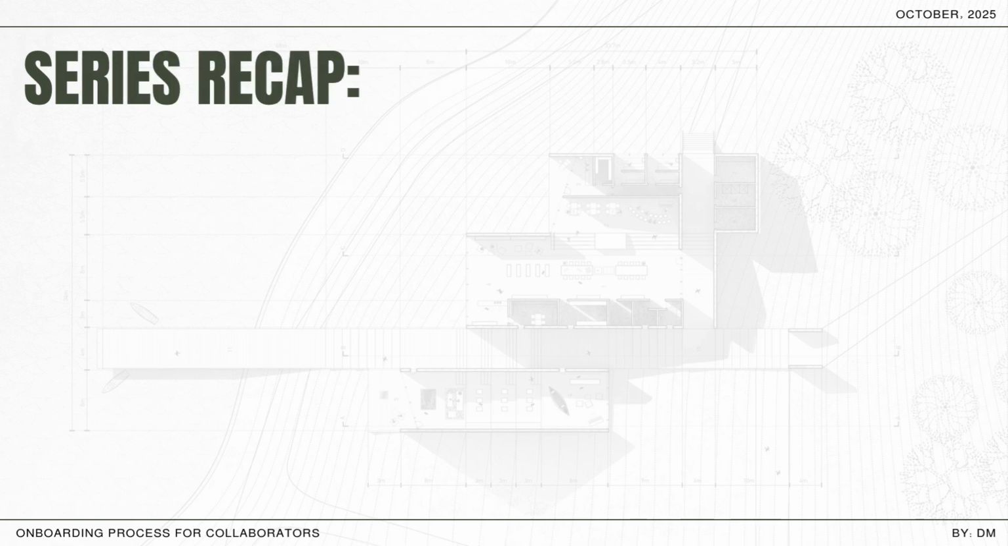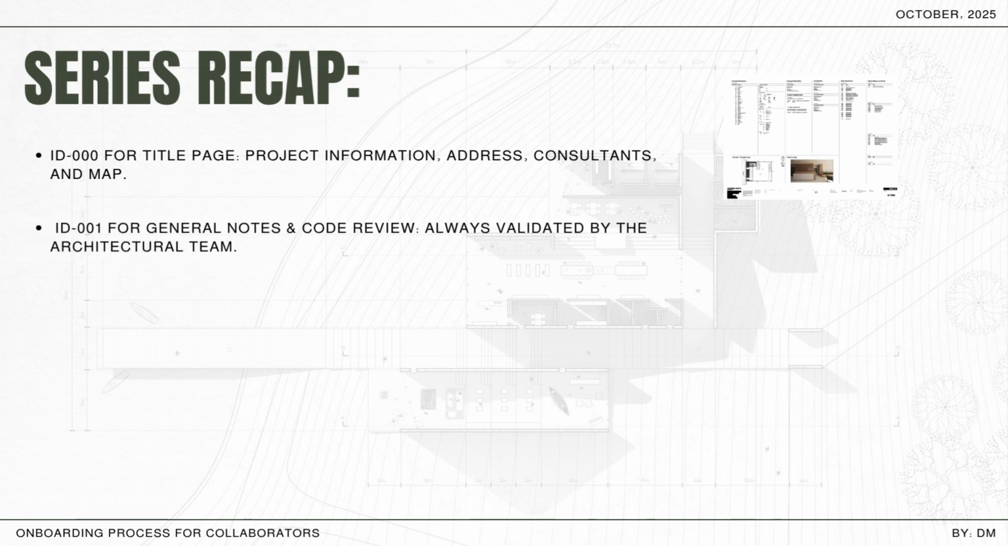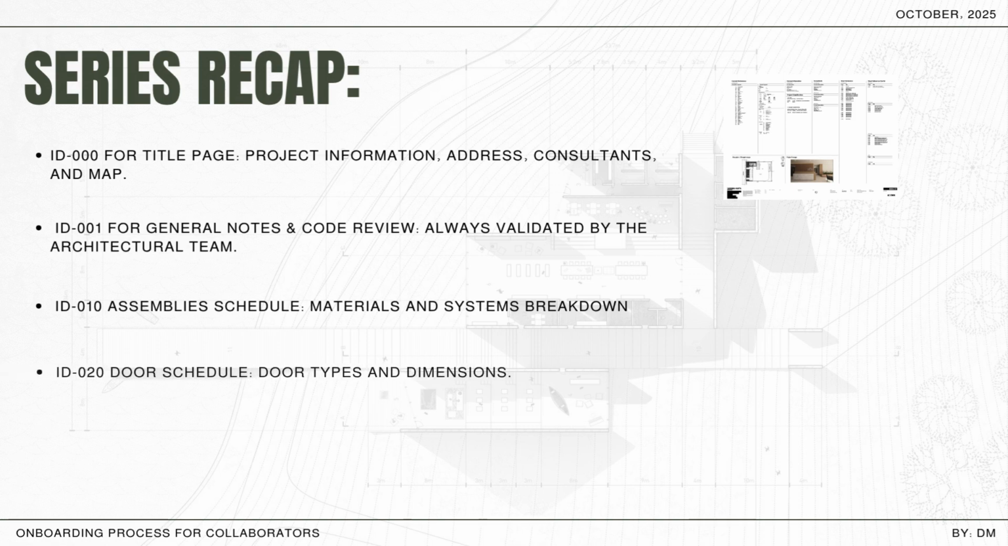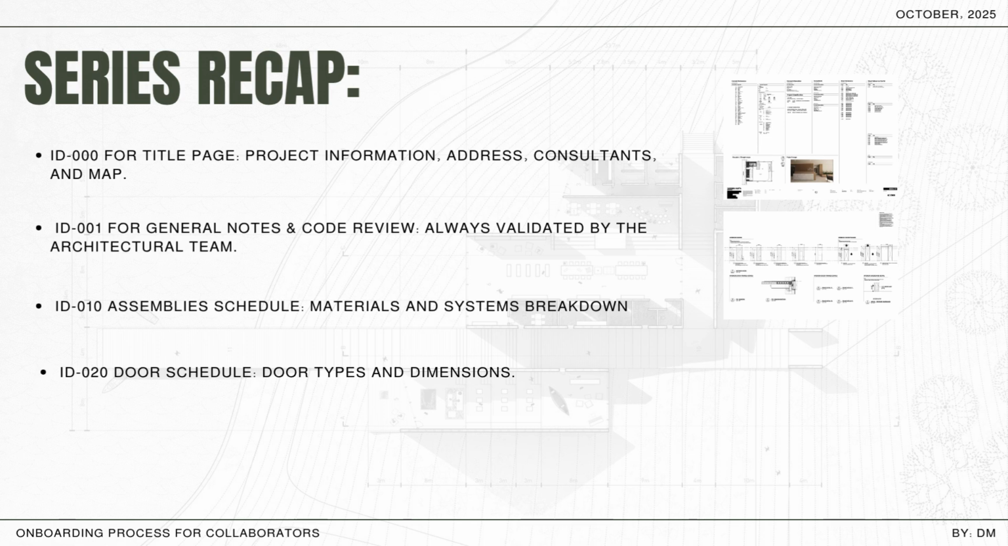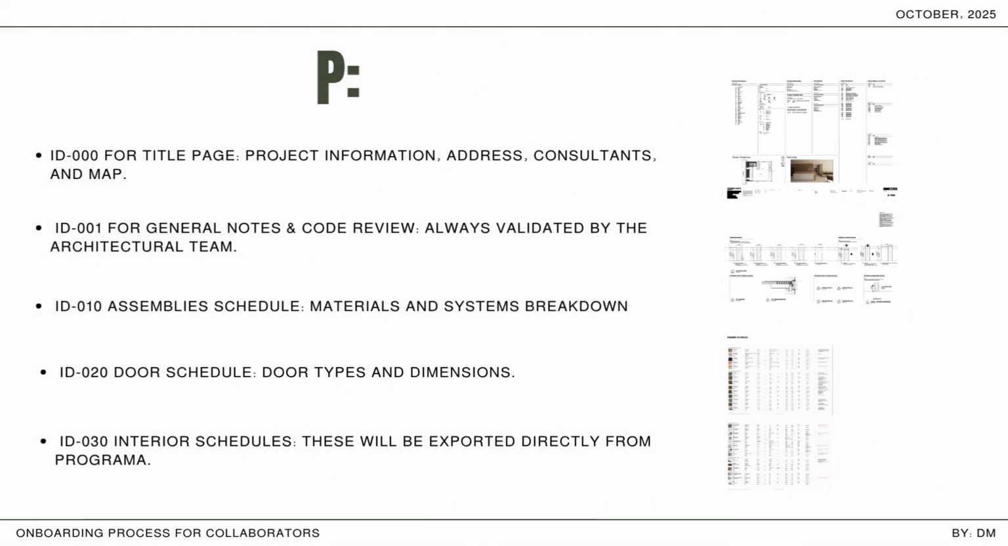Each sheet in the set follows the series order, explained in the previous video. Like we said before, ID 000 for title page, project information, address, consultants, and map. ID 001 for general notes and code review, always validated by the architectural team. ID 010 assemblies schedule, materials and systems breakdown. ID 020 door schedule, door types and dimensions. ID 030 interior schedules. These will be exported directly from Programma. Then we have the following page-by-page details.